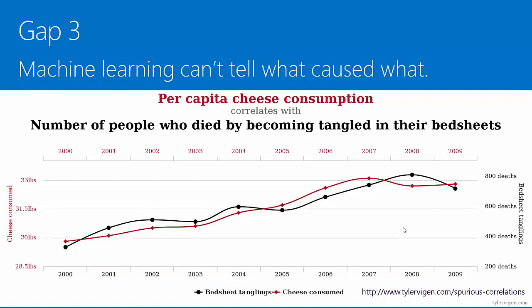Similarly, it wouldn't be surprising to see it in the next newspaper with the conclusion that people getting tangled in their bed sheets and dying caused their relatives to eat more cheese. Either one is plausible based on the data, but the data doesn't tell either of those stories. Machine learning can't tell what caused what. There's a third option, which is that these things are completely unrelated causally, but just by random chance, they showed a similar pattern. This is more than philosophical.